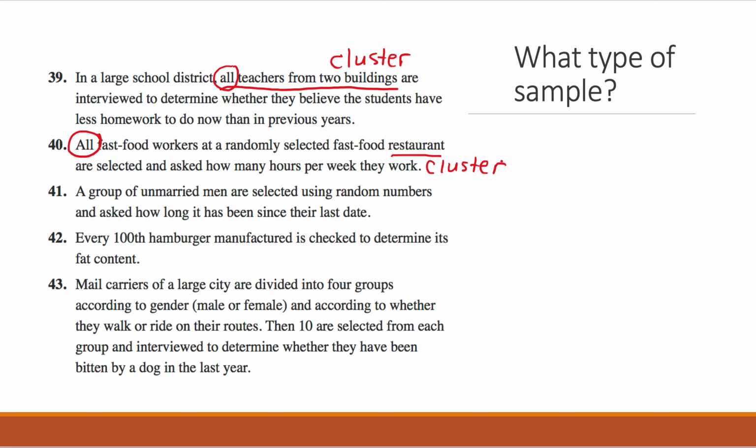All right, number 41. A group of unmarried men are selected using random numbers. Hopefully this one seems easy. If we're using random numbers, those are generated by a computer or a calculator. That's an example of a random sample. The next one, every 100th hamburger. So there's our multiple. Remember that any indication of a multiple would be systematic.